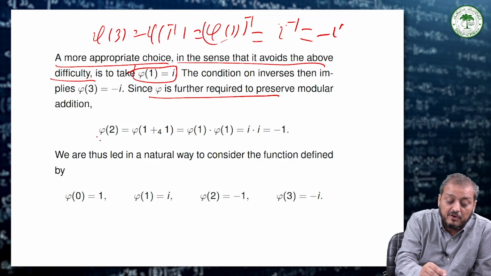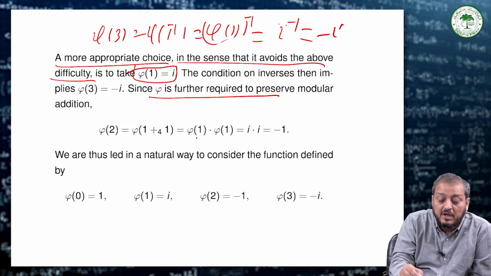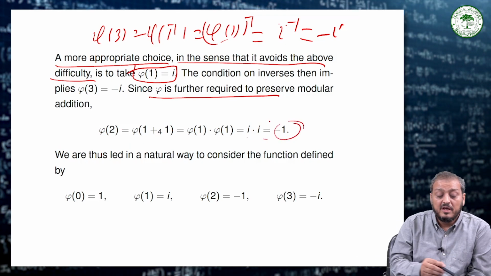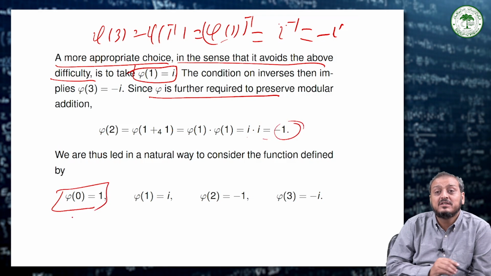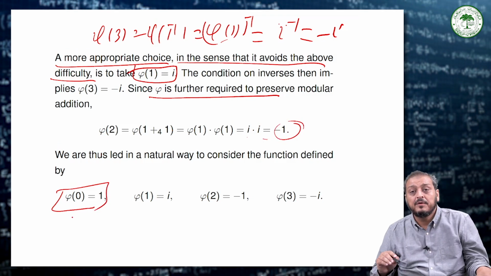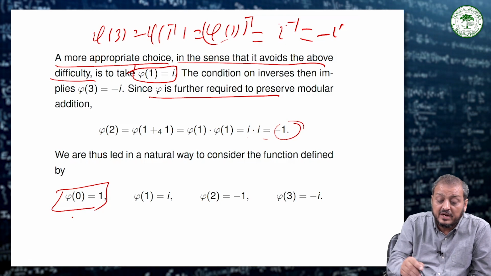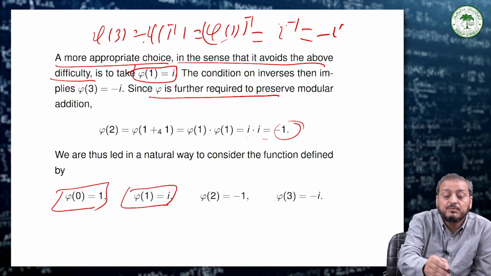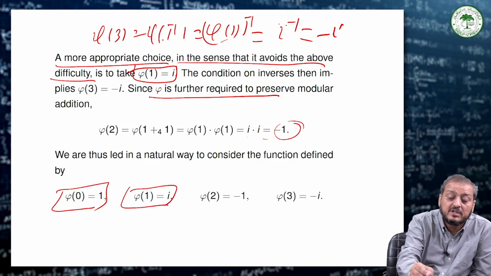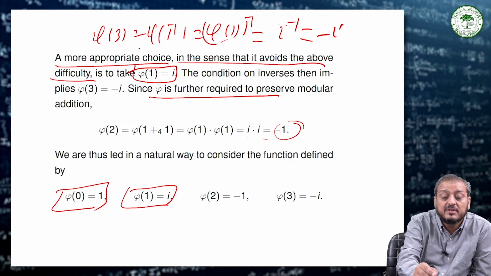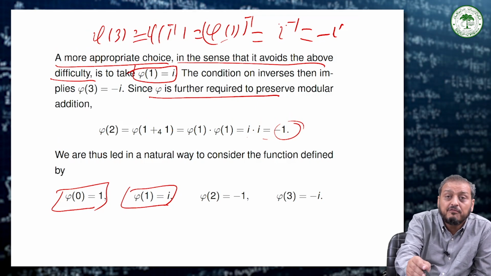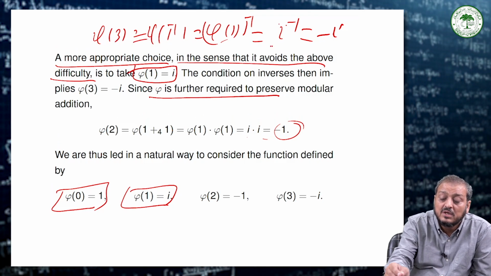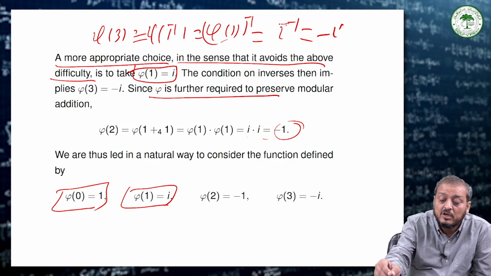Then we further require the modular property. Phi of 2 can be written as phi of 1 plus 1, so phi of 1 times phi of 1, which is i times i, equal to -1. So we can define phi of 0, which we already know is equal to 1, phi of 1 equal to i, and then by using the inverse property, phi of 3 is the inverse of phi of 1, which is the inverse of i.